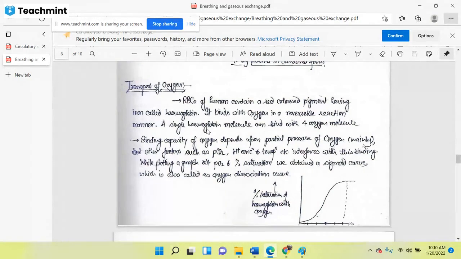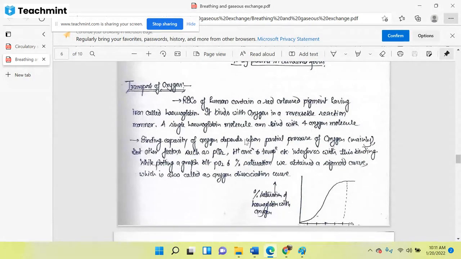A single hemoglobin, this line is so important as far as your exam is concerned. A single hemoglobin molecule can bind with four oxygen molecules. This question has been asked several times in different examinations, even in competitive examinations, that a single hemoglobin, means one hemoglobin, binds with how many molecules of oxygen. So you can see here that a single hemoglobin molecule binds with four oxygen molecules. You will have to remember this data.